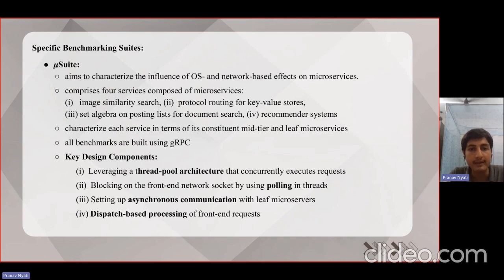MuSuit aims to characterize the influence of OS and network-based effects on microservices and has four service components: image similarity search, a protocol routing for key value stores, set algebra posting list, and a recommender system. The key design components of MuSuit are thread pool architecture, polling, asynchronous communication, and dispatch-based processing.